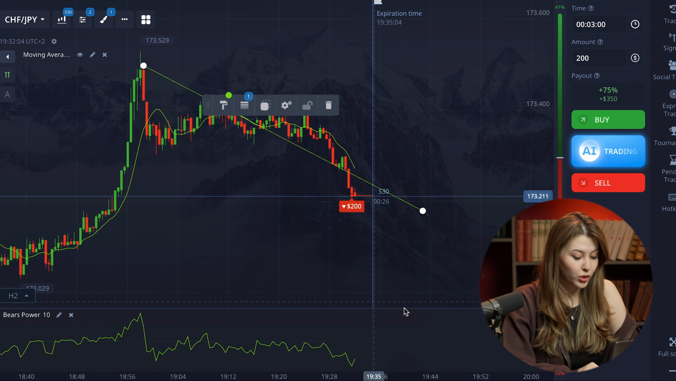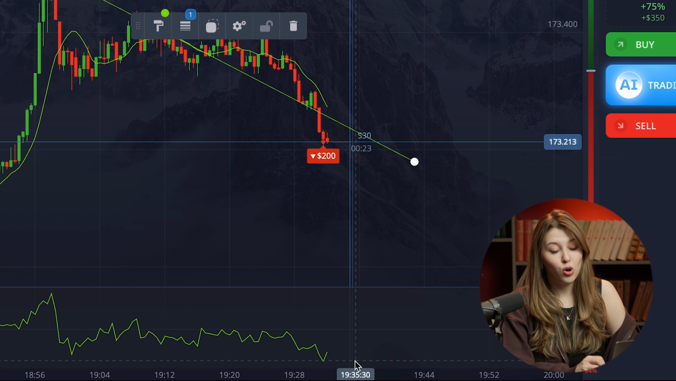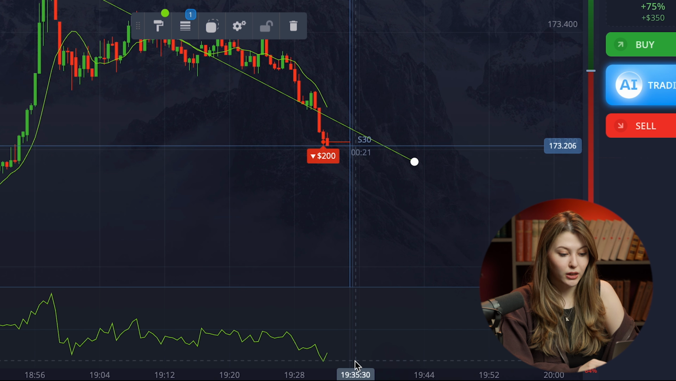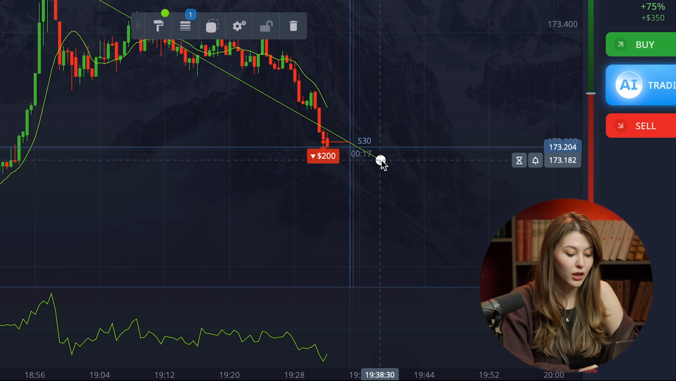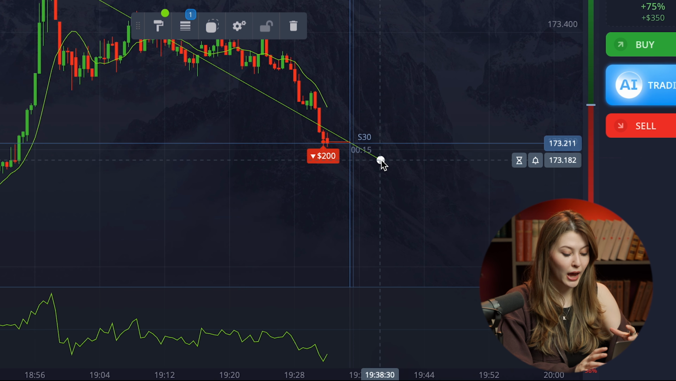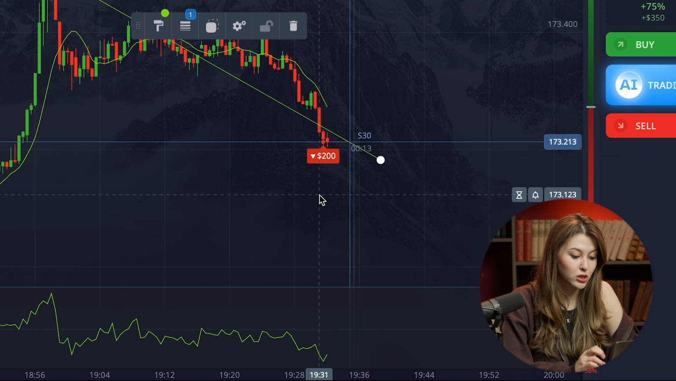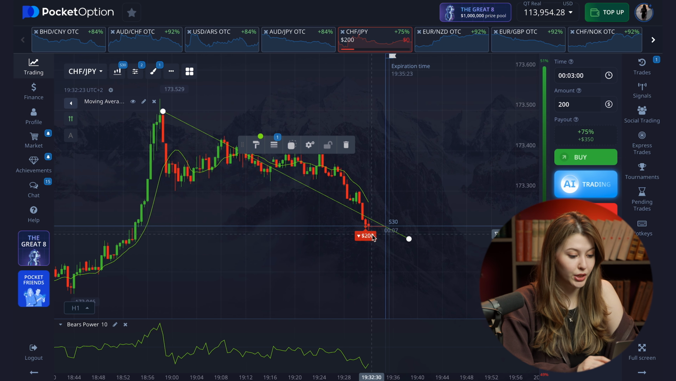Then let's look at the Bears Power, we're again going downwards. We don't have any high ups and downs, we're going downwards stably, probably with some setbacks, some steps, but continuing to go downwards very confidently. That is what's happening on the market.